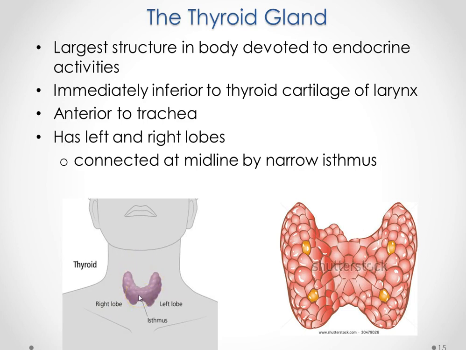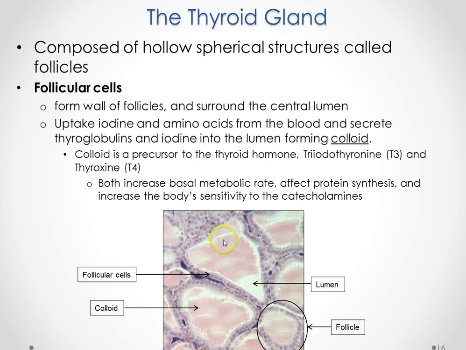So it's going to sit right on top of that trachea. That thyroid gland has two lobes, a left and a right lobe, and those lobes are going to be connected together by an area called the isthmus. Now, this picture is figure 1.5 in your lab manual.